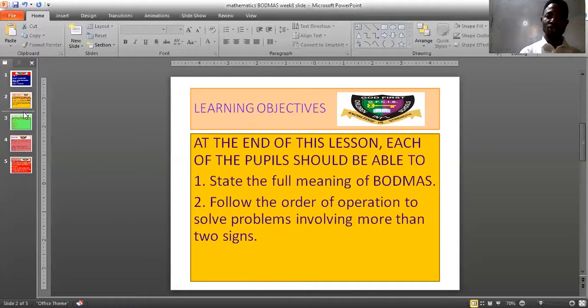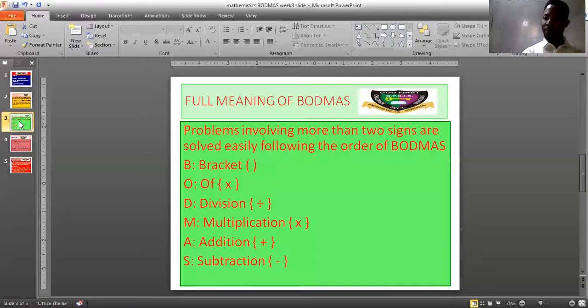First of all, let's go to the full meaning of Bodmas. Problems involving more than two signs are solved easily following the order of Bodmas. Bodmas is B-O-D-M-A-S. Now, let's look at the meaning. You are supposed to solve any problem involving more than two signs in this order.